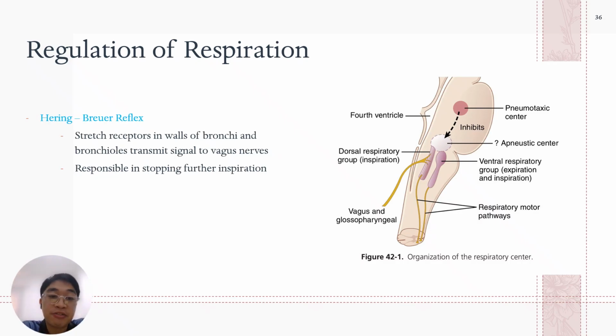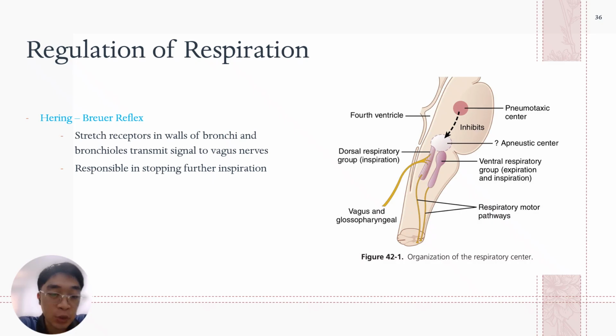So there is a reflex that regulates respiration. We term it the Herring-Breuer reflex. The Herring-Breuer reflex functions when the stretch receptors in the walls of the bronchi and the bronchioles transmit the signal to the vagus nerves. Remember that the vagus nerve is parasympathetic, so it tries to inhibit the response.